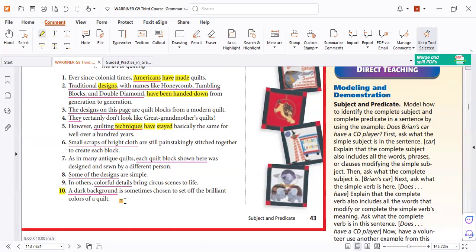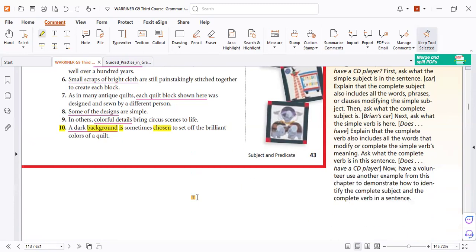A dark background is the subject and chosen is the verb. Are you sure? Yes, chosen is the verb and background is the subject. So that is the point. Chosen is the verb and the background is only the subject, and that complements the set of the brilliant. That is the point, and that is the first technique.